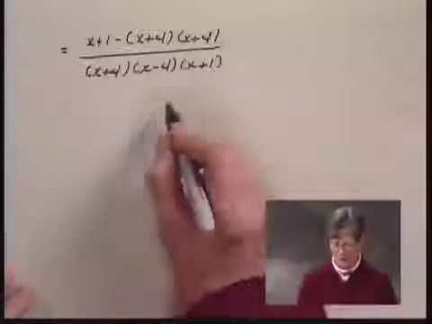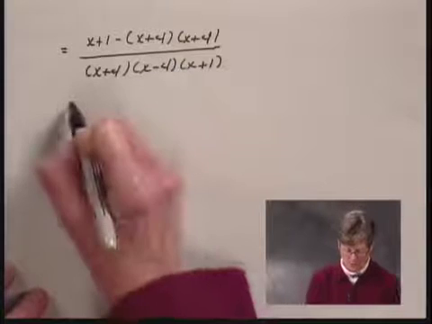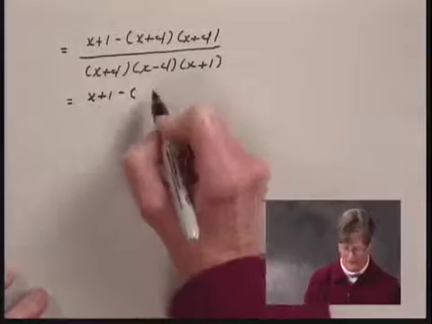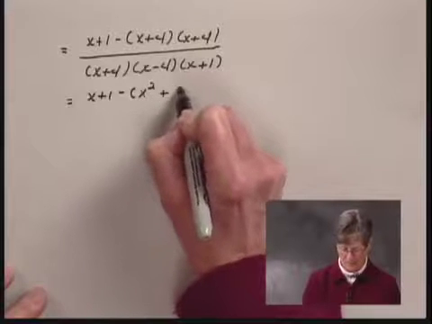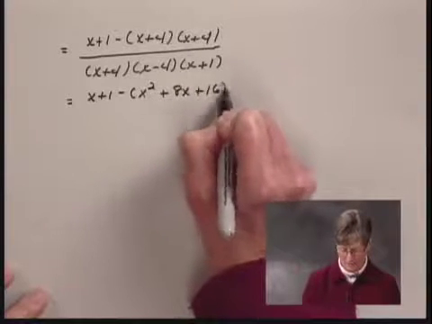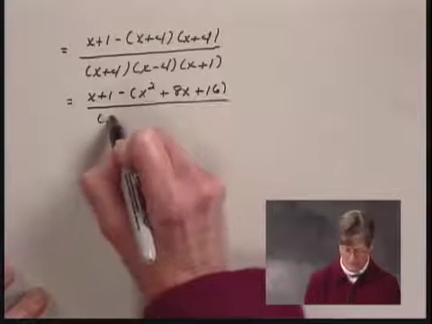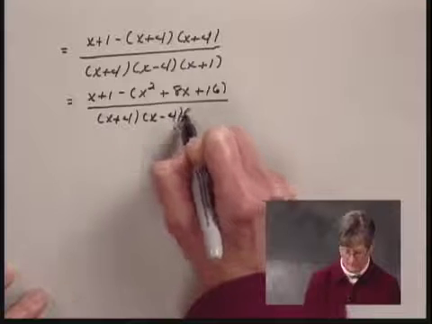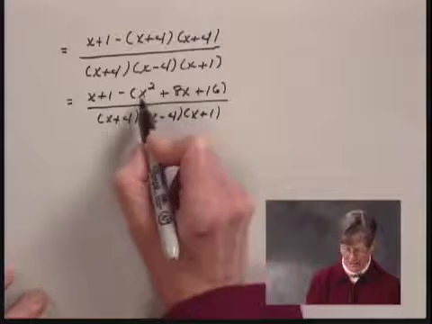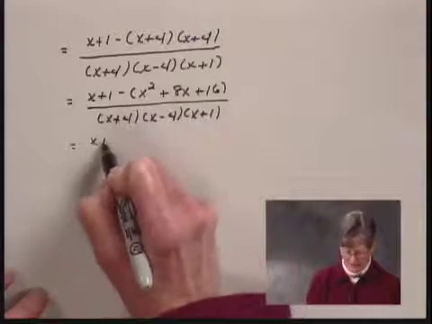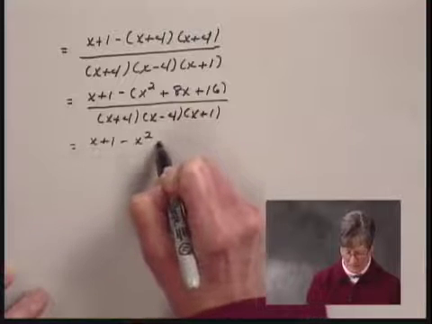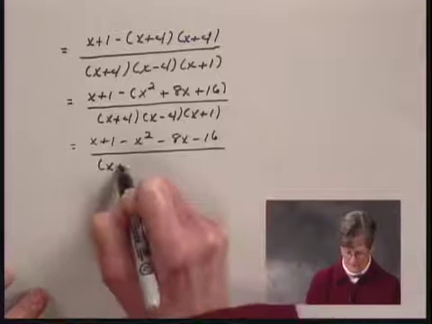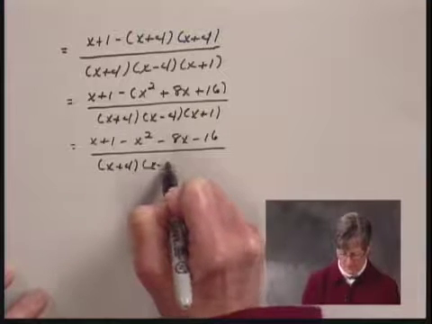And the next thing that we need to do is to do this multiplication in the numerator. So we have x plus 1 minus x plus 4 times x plus 4, which is x squared plus 8x plus 16. And this is over the common denominator. And now let's remove these parentheses. That gives us x plus 1 minus x squared minus 8x minus 16. And we'll rewrite the denominator.